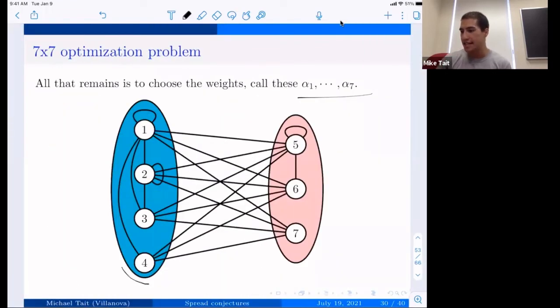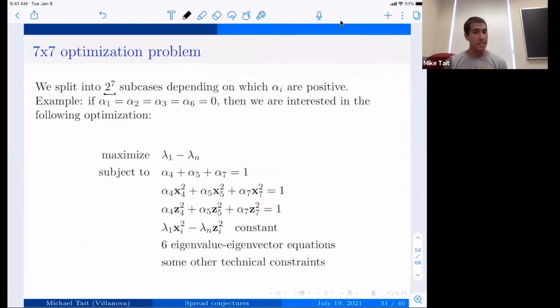So I'm saying I only have these vertices. And now I want to choose alpha 4, alpha 5, and alpha 7 to try to maximize the spread, right? And so you can set up an optimization problem. I want to maximize the spread, subject to, now we have several constraints, right? So the first one says that the weights sum up to 1, right? You have to use all the vertices. The second two of them say that the eigenvectors are unit vectors, right? And then we can use our discrete ellipse equation. So we have all of these constraints for the discrete ellipse equation. We also know that whatever x and z are, they have to satisfy the eigenvector eigenvalue equation. So in this case, we get 6 constraints.